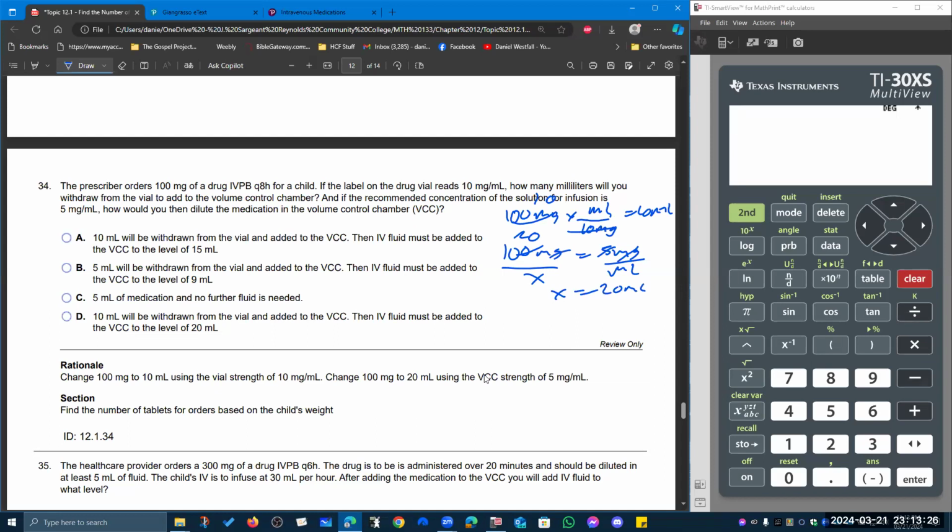10 milliliters of the drug, 20 milliliters total. Here we go.